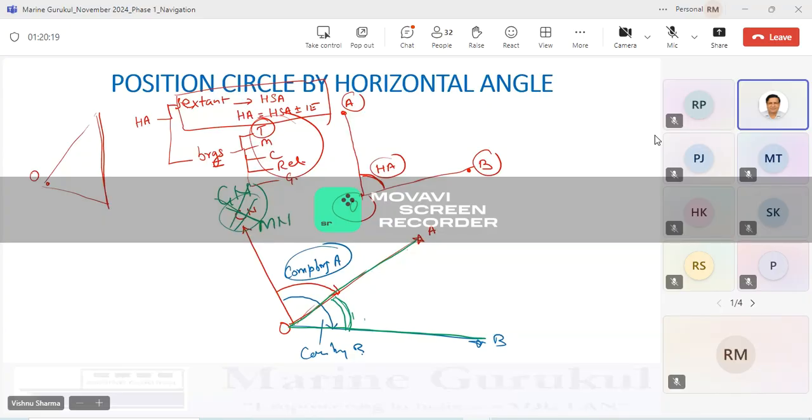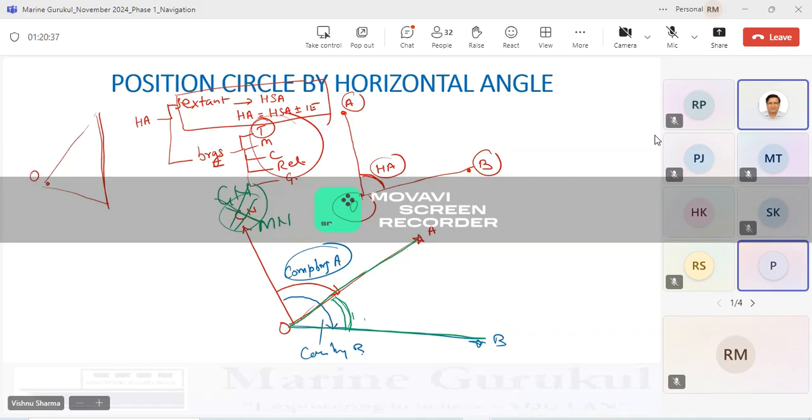That means I can get the horizontal angle either by use of a sextant or by finding the difference in the bearings. Is that clear to everybody? Yes or no? Clear, beta? Yes, sir.